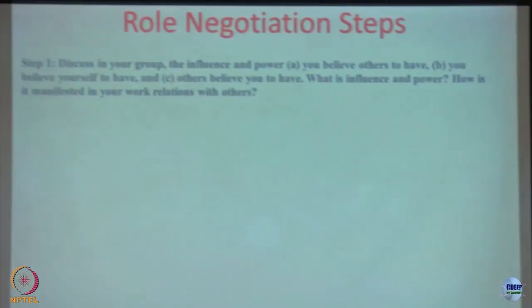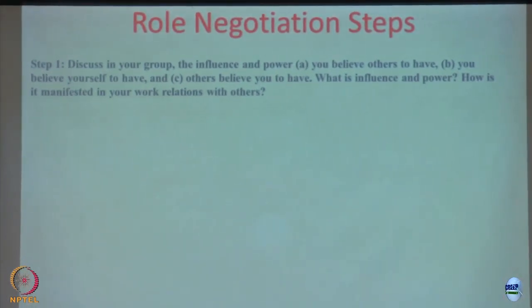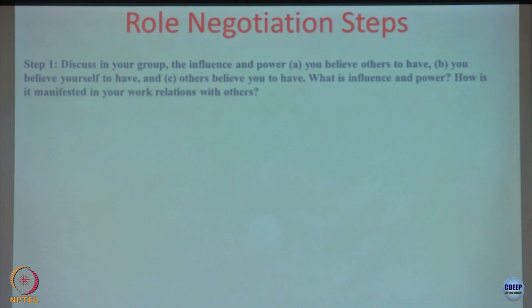So the first step is discussion within your group. Suppose there are two groups involved, we can discuss the influence and power you believe others to have, you believe yourself to have, and others believe you to have. What is the influence and power and how is it manifested in your work relations with others? If there are two groups involved in this negotiation, they can have a group discussion within the group to understand what influence and power we have, what influence and power the other group has, and what influence and power the other group thinks we have. So, essentially they are making three lists.